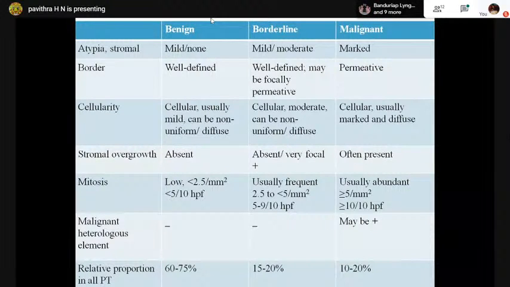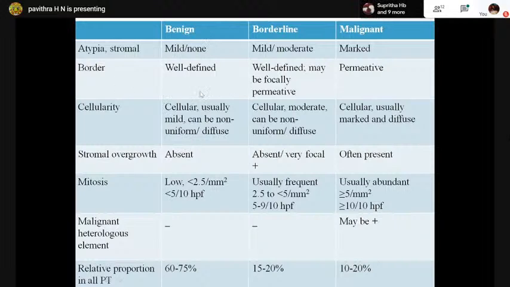So phyllodes can be divided as benign, borderline, and malignant. The features are: A for atypia, B for borders, C for cellularity, S for stromal overgrowth, M for mitosis, and another M for malignant heterologous elements, along with their relative proportion, how common they are. For atypia, you look for stromal atypia, which is mild or none in benign, mild to moderate in borderline, and usually marked in malignant phyllodes tumor.